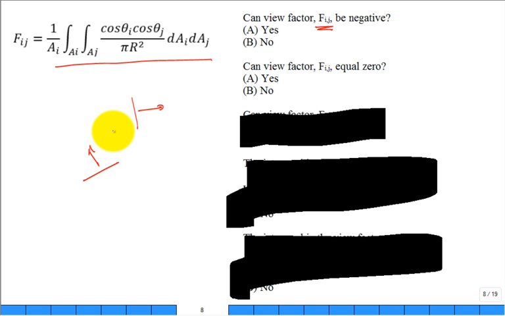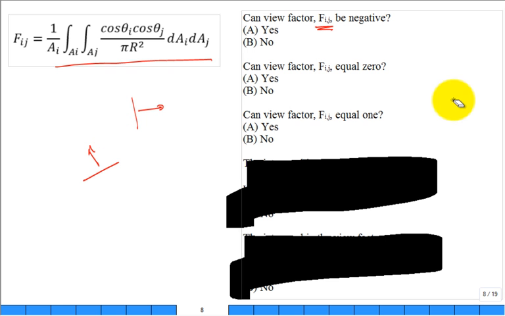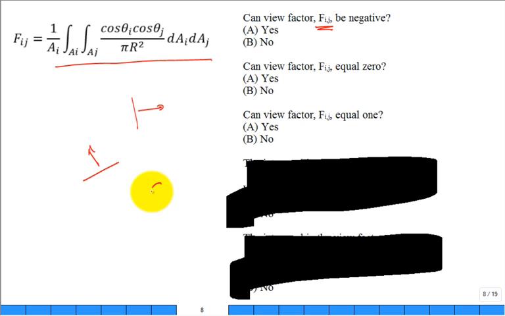Can the view factor equal 1? Sure. Let's say I have a surface 1 that is outward pointed, like the outer surface of a pipe, and then I have another inner surface of a pipe. Well, all the photons from the inner surface are going to hit the outer surface, from 1 to 2. And so, yeah, there's a case where it is 100%.